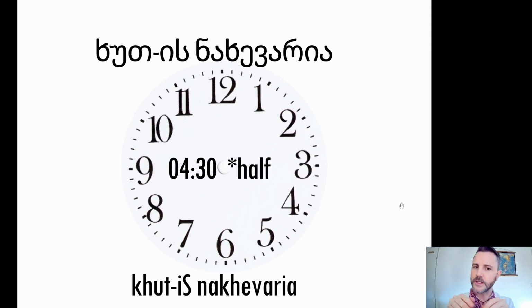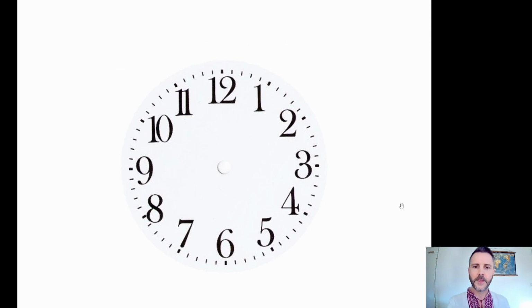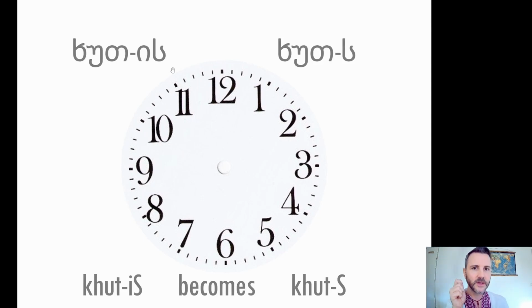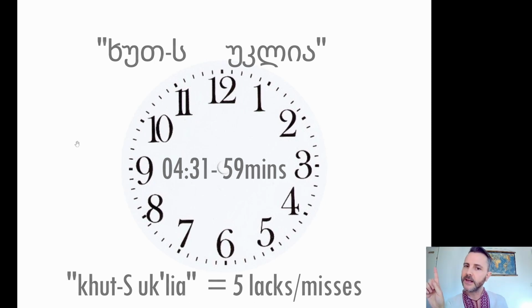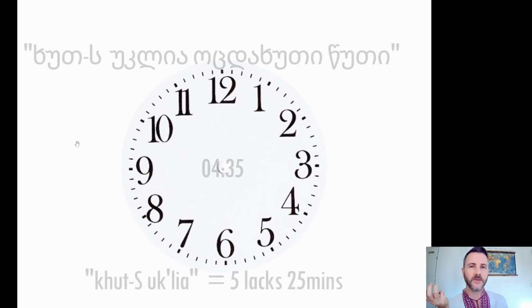This is khutis nachevaria. Now, here, everything changes a little bit, and you can hear the difference. Now, khutis just becomes khuts. The E is gone, and there's a word following: uklya. Khutsuklia. From now on, this is khutsuklia. Not khutis, number, and then we give the minutes. This is khutsuklia, and then the numbers of the minutes.